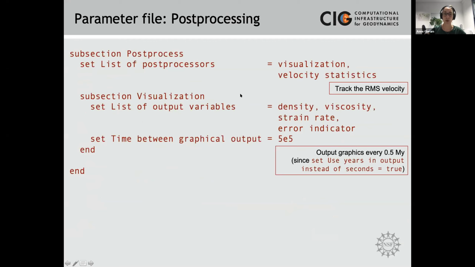And then for post-processing, we will obviously output visualization files and then some velocity statistics. So these print the minimum, maximum, and root mean square velocity over the whole domain at every time step. And then the graphical output is written every 500,000 years.